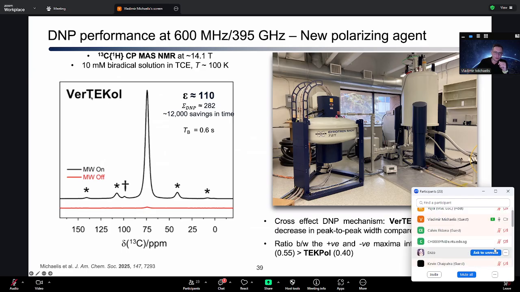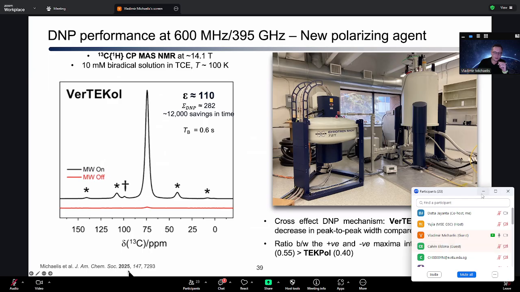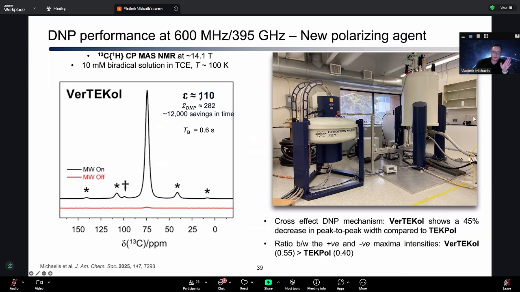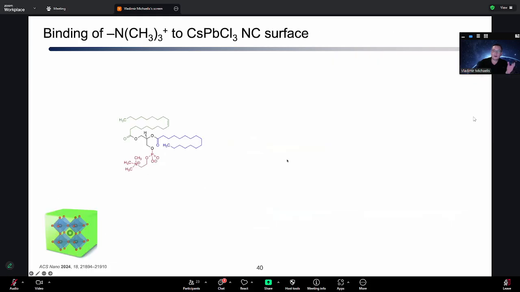So this is our new radical that we just published earlier this year. It's performing very well. It's giving us enhancements of about 110. This is a time savings of about 12,000 in time. The red spectrum here at the bottom is if you just do a normal NMR experiment, and the black one is what you get if you do a DNP experiment. So you can see the signal gain is immense. Okay, this allows us now to do 2D NMR on these materials.